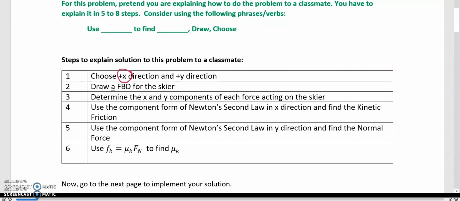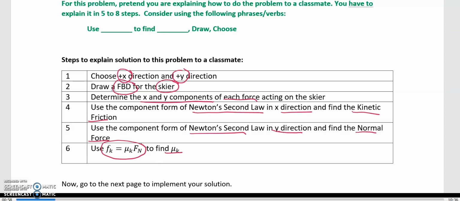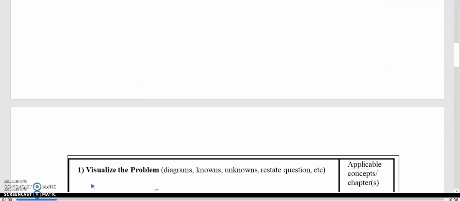So let's assume that we're going to explain this to a friend. These are the steps. You have to choose the positive x direction and y direction. Draw a free body diagram and then determine the x and y components of each force acting on the skier. Then use Newton's second law in the x direction to find the kinetic friction, and use Newton's second law in the y direction to find the normal force, and then calculate the coefficient of kinetic friction.